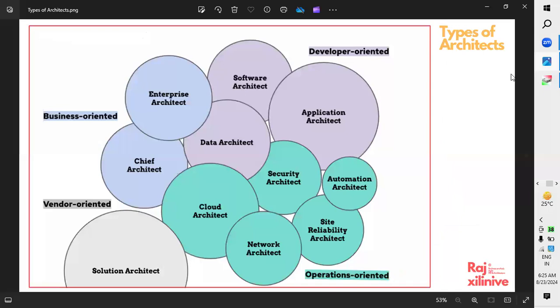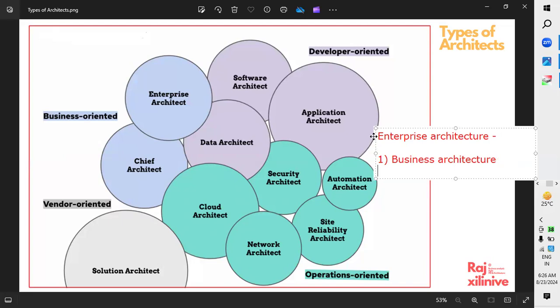Now, generally under enterprise architecture there are four, as I stated. Let me write. This enterprise architecture consists of one, business architecture. Business architecture consists of the things which I have explained so far. Second, systems architecture.